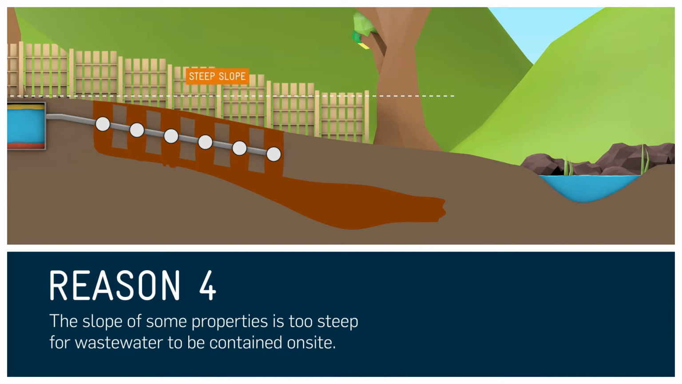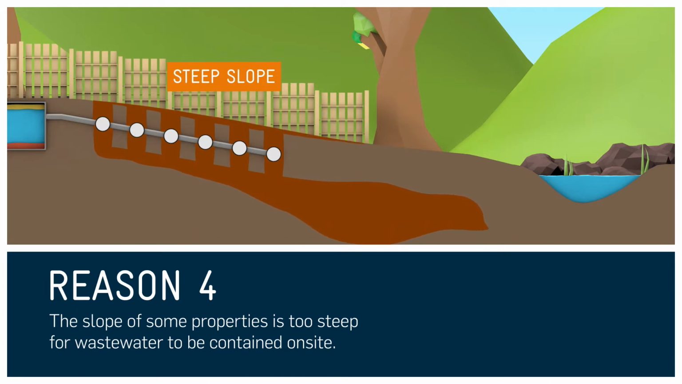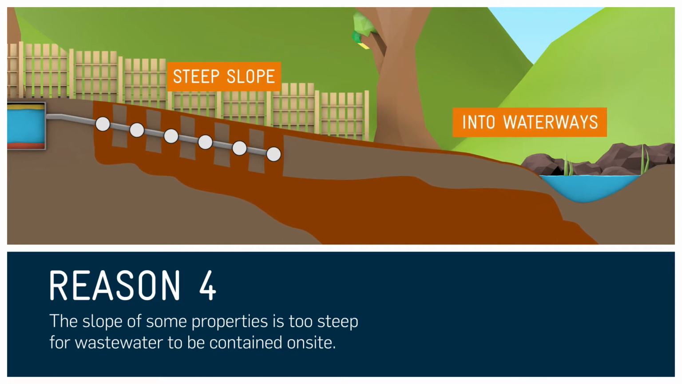If your dispersal field is on a steep slope, wastewater cannot be held within the dispersal field for long enough to be absorbed, evaporated, or taken up by plants. It can seep out onto the surface or travel underground, eventually ending up in local waterways.